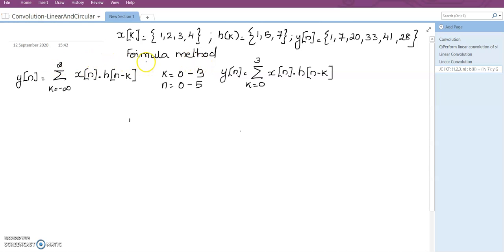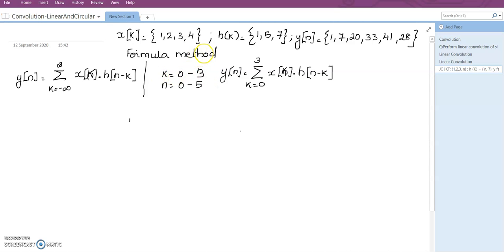So before getting into the formula, this was the one that we are supposed to do. y of n is equal to summation k equal to minus infinity to infinity x of k into h of n minus k, and similarly this will be also k, since the signals are given as x of k and h of k. So x of k remains over there.